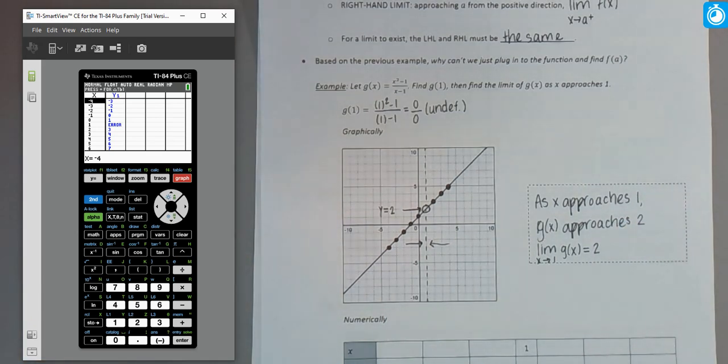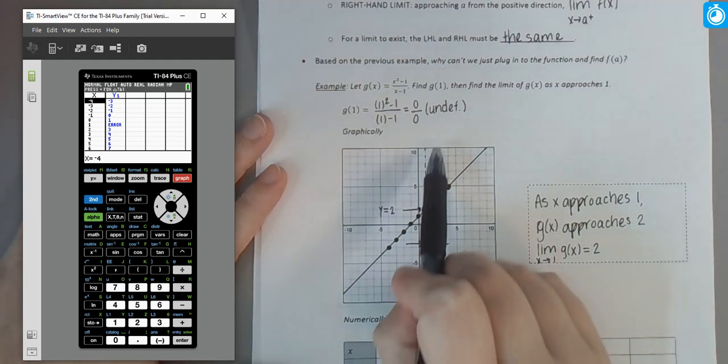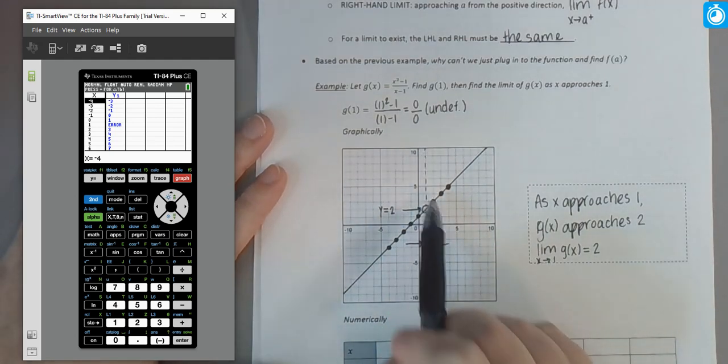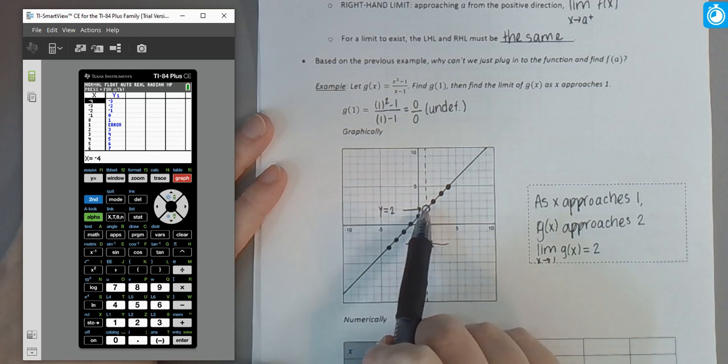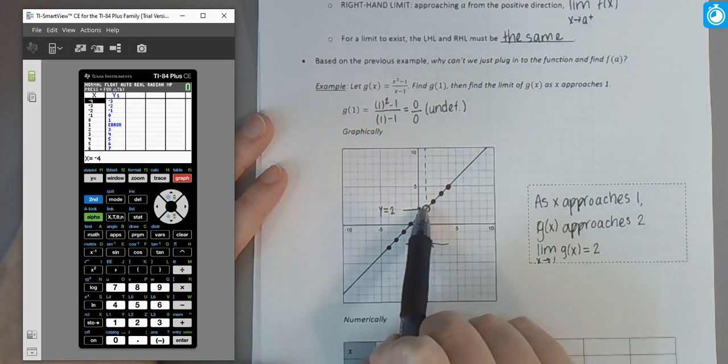But how is this different from the previous example? It almost looks the same. Well, it's different here because this actual value we're approaching, there's not really anything there on the graph. There at x equals 1, where we're interested in, there really isn't anything there. There's a hole there. So we're getting closer and closer and closer to y equals 2, but there isn't actually a point there at 1, 2. There's a hole in the graph.